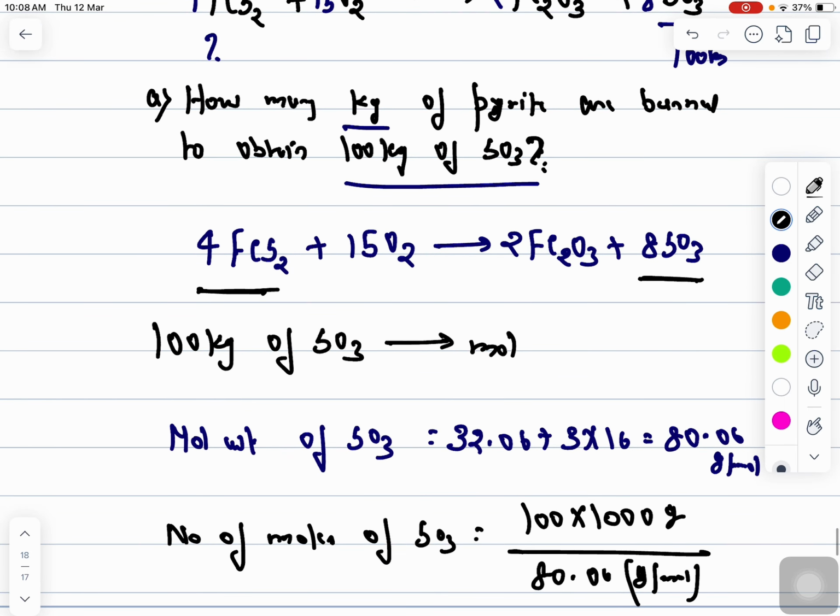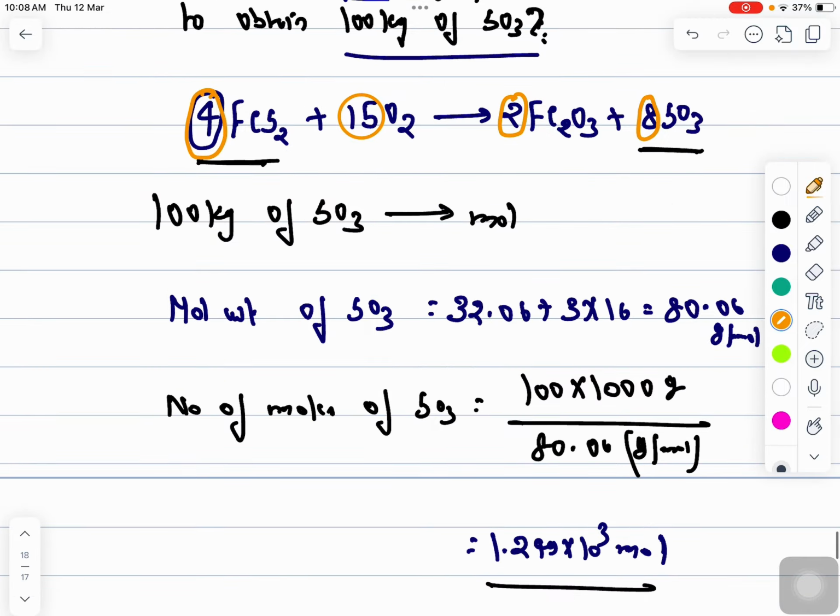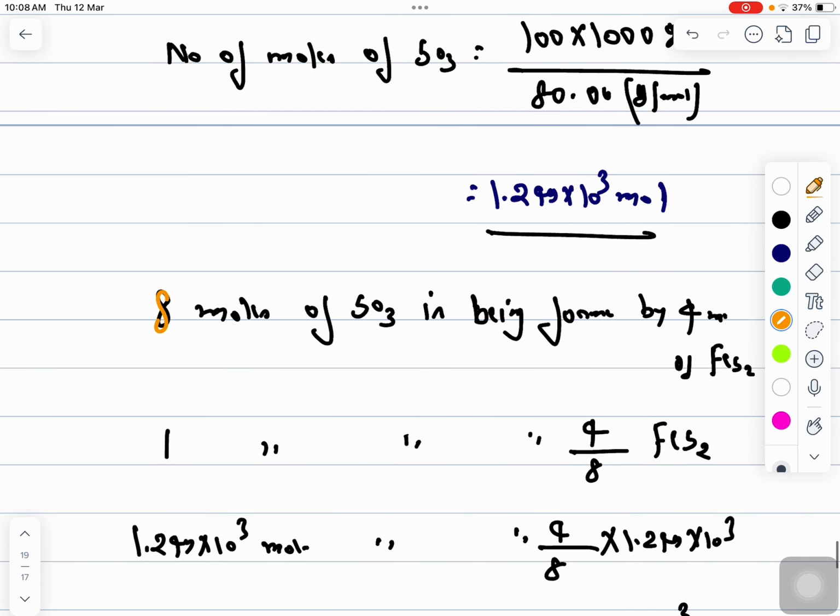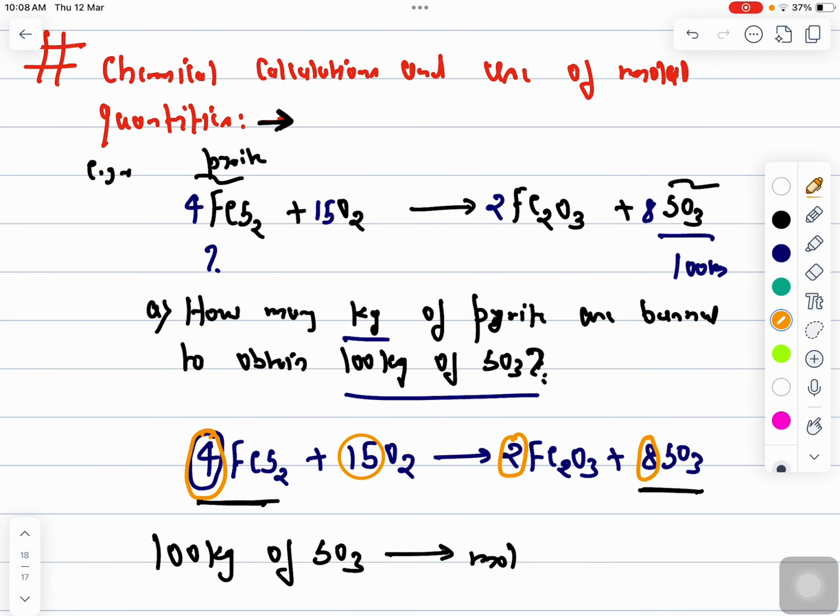So now you would have understood how this chemical reaction becomes very important to calculate the amount of reactant that is required to produce a fixed amount of product. And this is where stoichiometry comes in, because this is the stoichiometric coefficient of the reactant here, 4, and the stoichiometric coefficient of the product here, which is in the yellow circle, right? Based on the stoichiometry only you can deal with that. That's why I have written that 8 moles of SO3 is produced by 4 moles of FeS2, because of the stoichiometric coefficients of this chemical reaction.